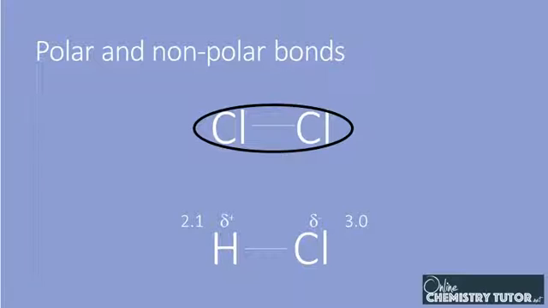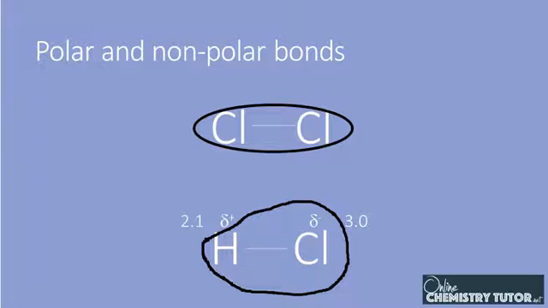It's going to be unevenly shared. Chlorine has a much greater share. Hydrogen has much less of a share. And that means that the right-hand side of the molecule, where chlorine is, is going to have a partial negative charge. The left-hand side, where hydrogen is, is going to have a partial positive charge. But that will lead to a polar molecule.